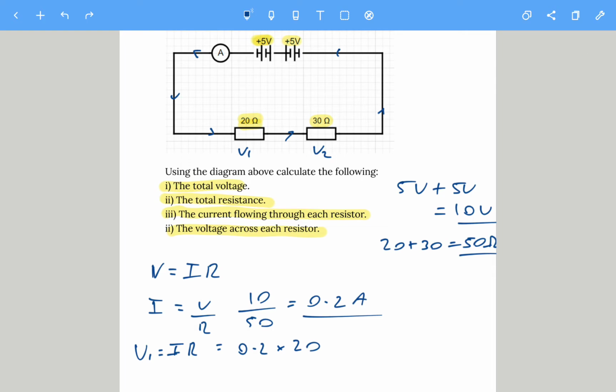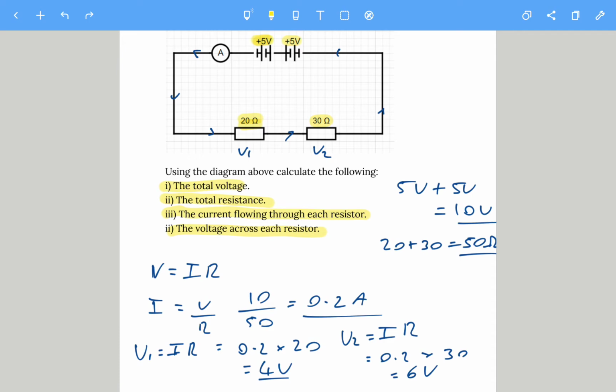And that gives us 4 volts. And then we just need to do the same for voltage 2. The current going through it is the same, and the resistance this time is 30 ohms. So we need to do 0.2 multiplied by resistance of 30, and that gives us a voltage of 6 volts.